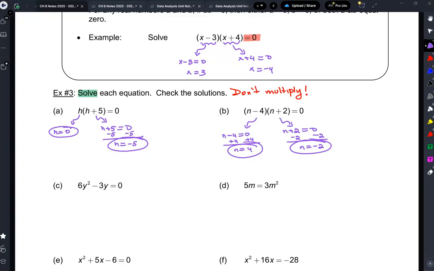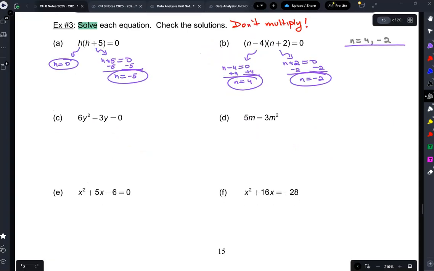So this equation has two solutions. That equation has two solutions. So on your answer space, you would say n equals 4 and negative 2. Or you could say n equals 4, n equals negative 2. But there are two answers.